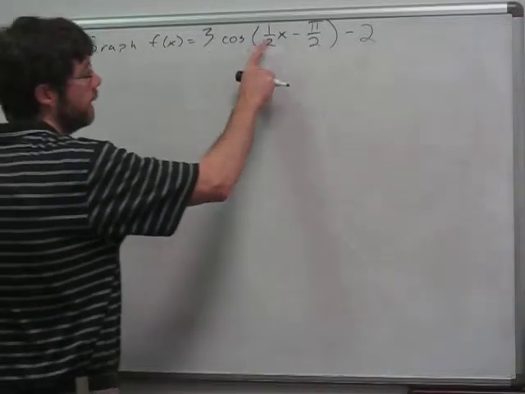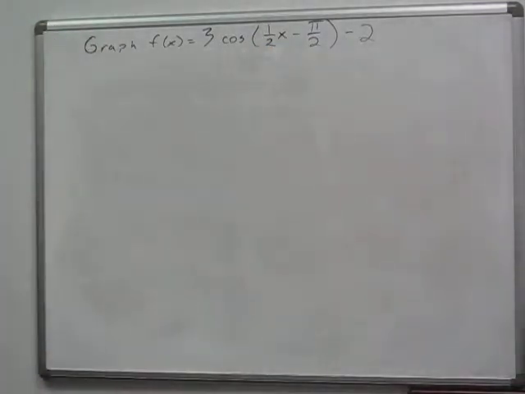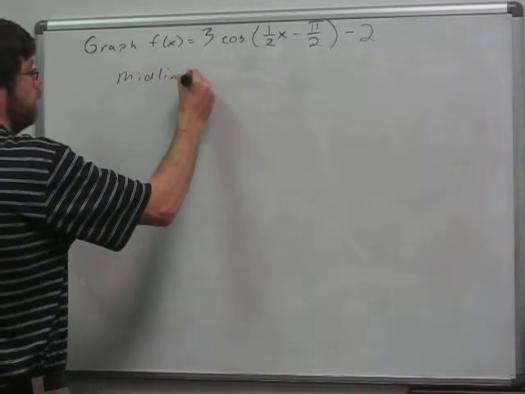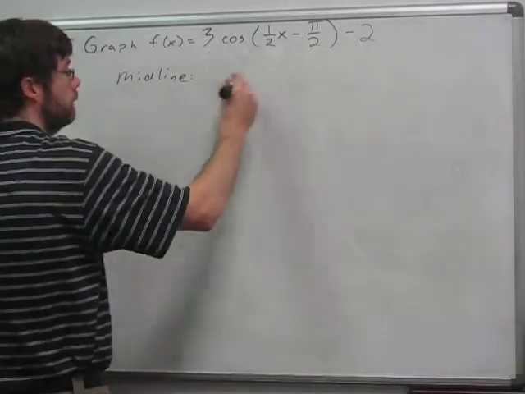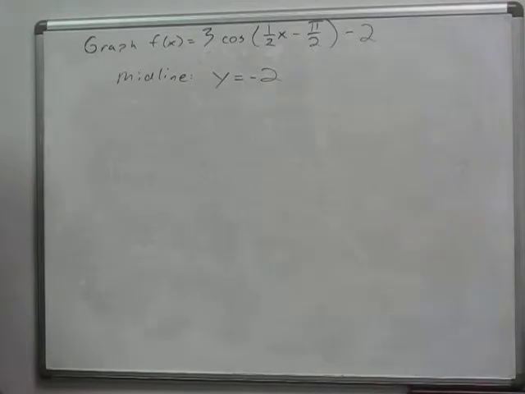Fortunately, the coefficient on x is positive, so when we get to period and phase shift, we don't have to worry about manipulating that argument at all. But let's get going here. Midline. We shift down 2 units. So the middle of our graph will be the line y equal to -2.